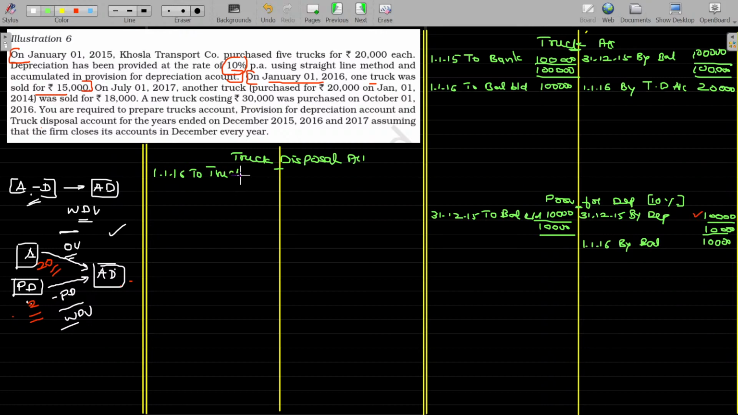Actually, an asset is a debit balance. If the asset is sold, the debit balance should be subtracted, and it is subtracted only on the credit side. So the asset is subtracted by crediting it. As it is credited, where will it go? The asset disposal account. That account should be debited.